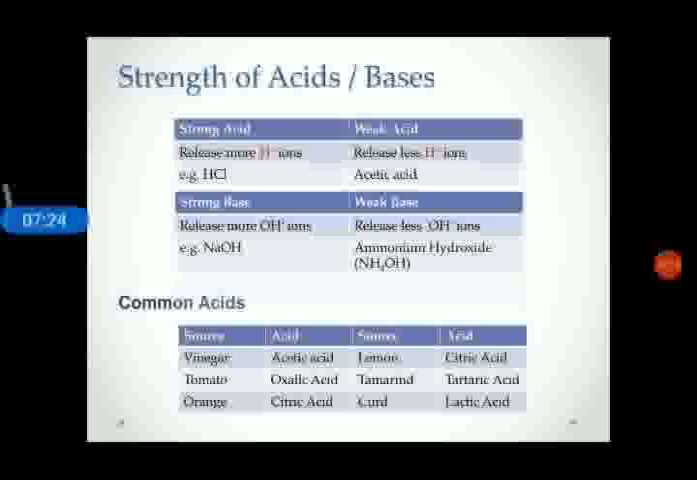Strength of acid: a strong acid releases more H plus ions. A weak acid releases less H plus ions. Example, hydrochloric acid is a strong acid. Weak acid, acetic acid, that means vinegar. Similarly, a strong base releases more OH minus ions, for example NaOH. A weak base releases less OH minus ions, for example ammonium hydroxide.